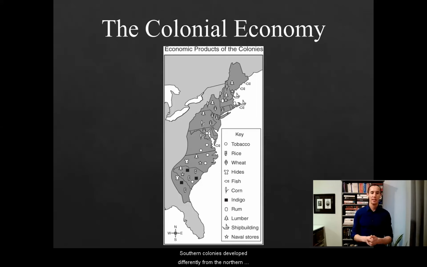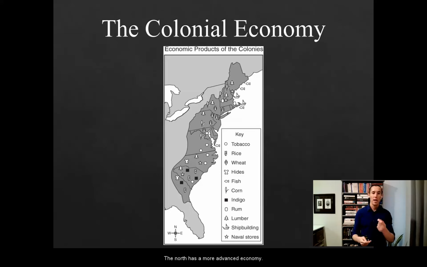The southern colonies developed differently than the northern colonies' economies. South will be solidly agriculture, almost solidly agriculture, and they'll grow staple crops in large amounts. A lot of tobacco, especially later, a lot of cotton, which is why the South will have slavery, because that's the only part of the country you can grow those products.